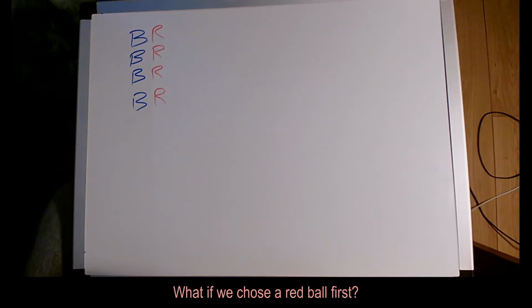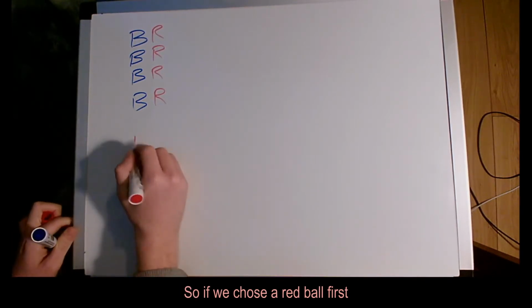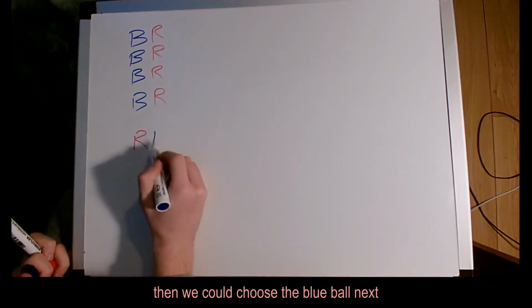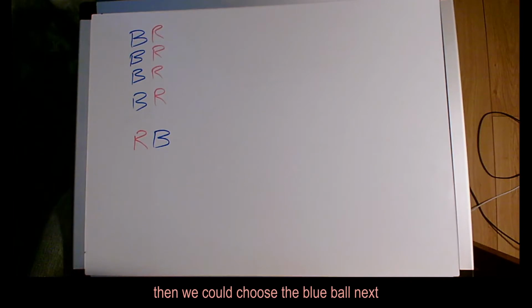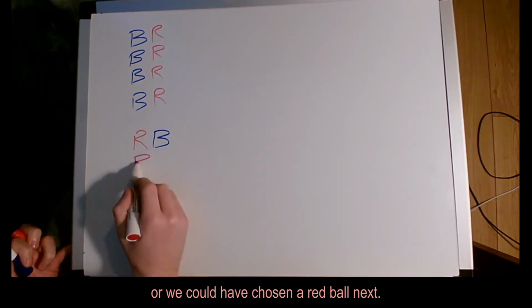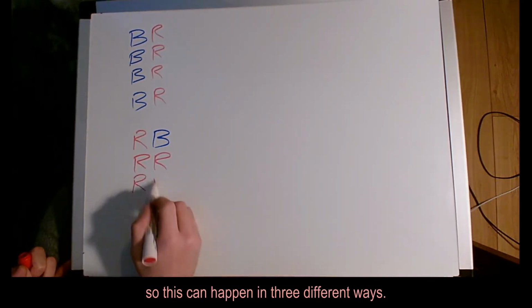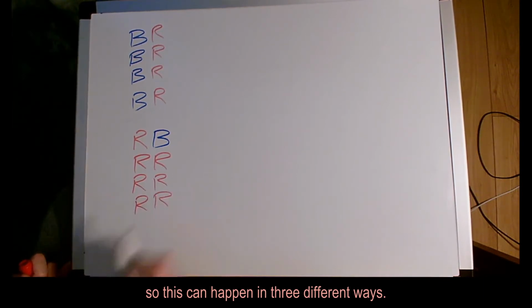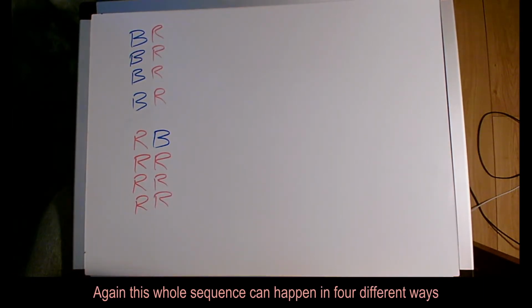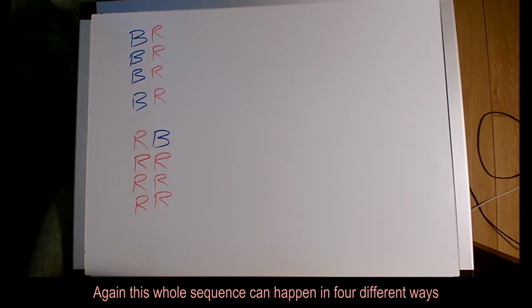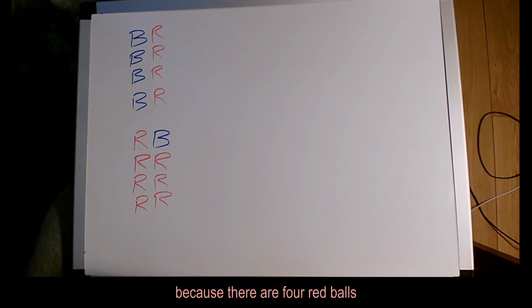What if we chose a red ball first? If we chose a red ball first, then we could choose the blue ball next, but we could have chosen a red ball next. And there are 3 other red balls to choose from, so this can happen in 3 different ways. And again, this whole sequence can happen in 4 different ways because there are 4 red balls we can choose from at the start.